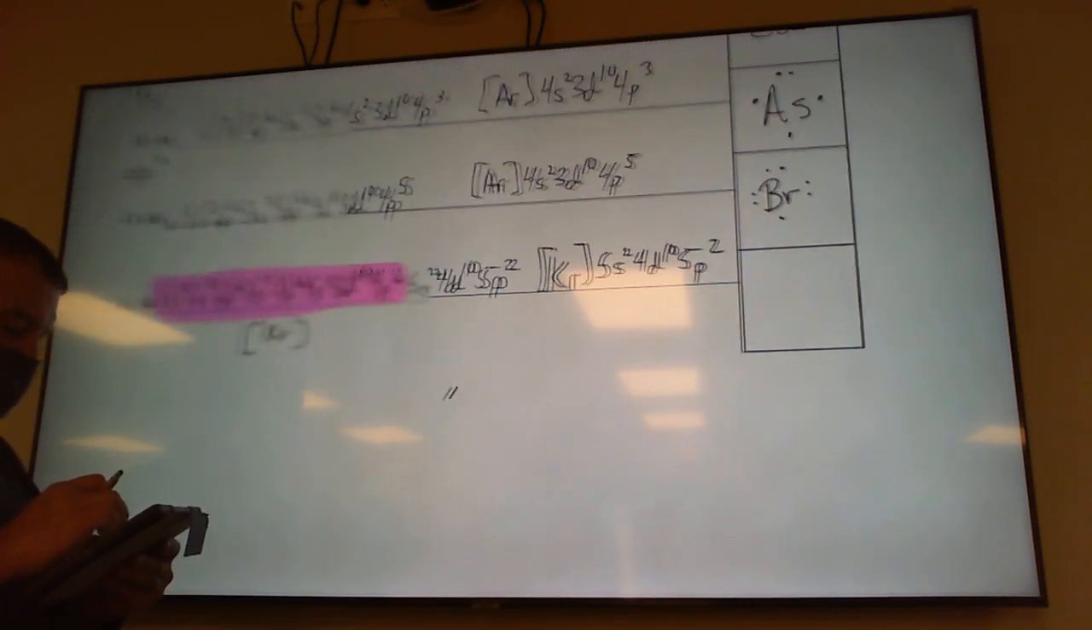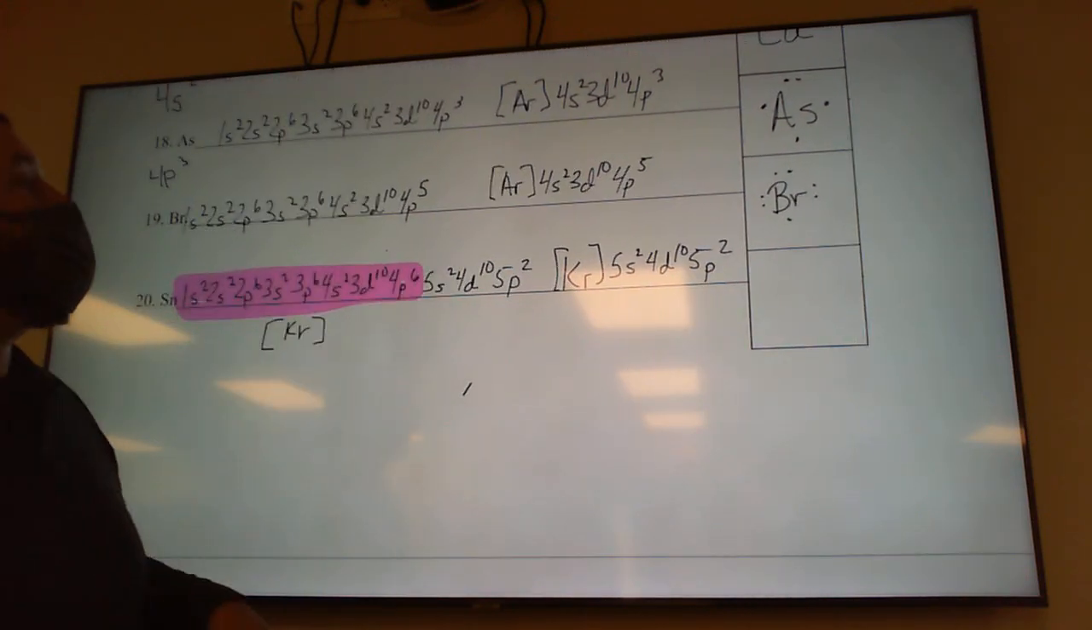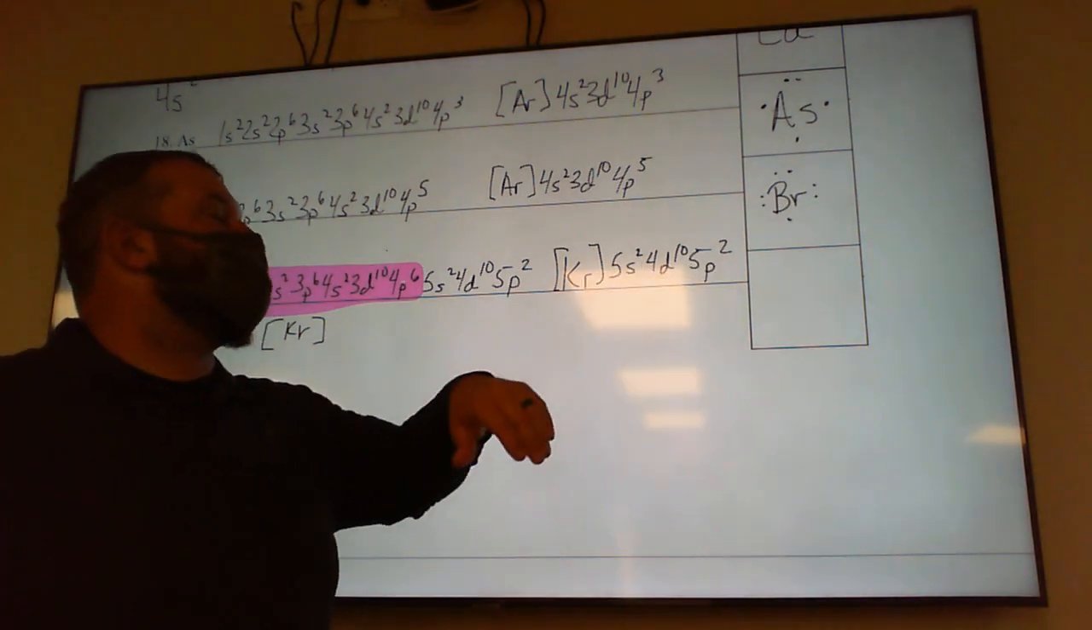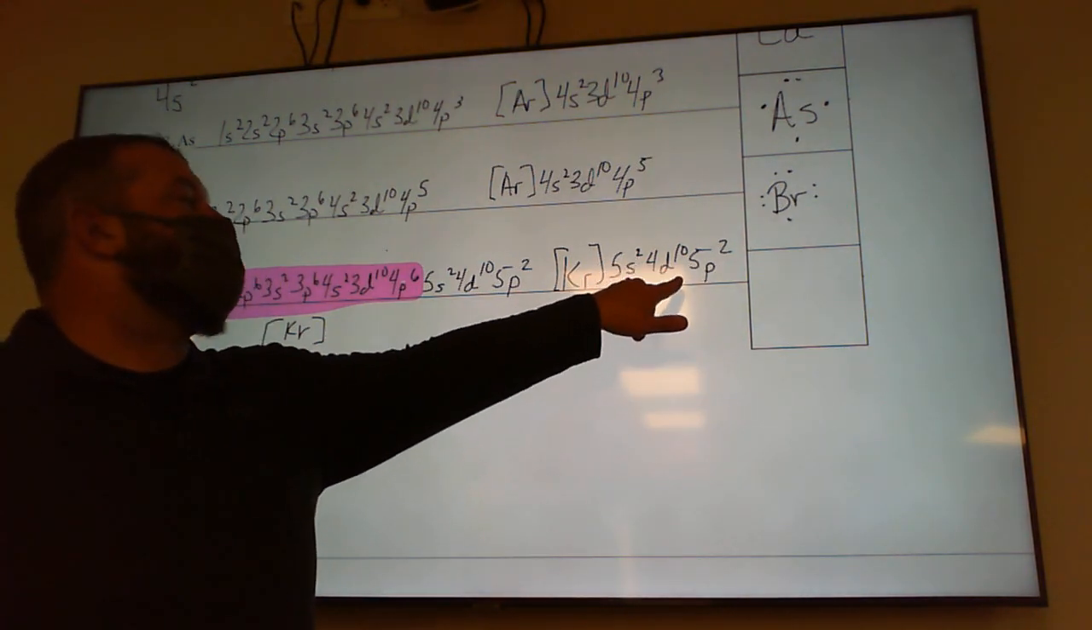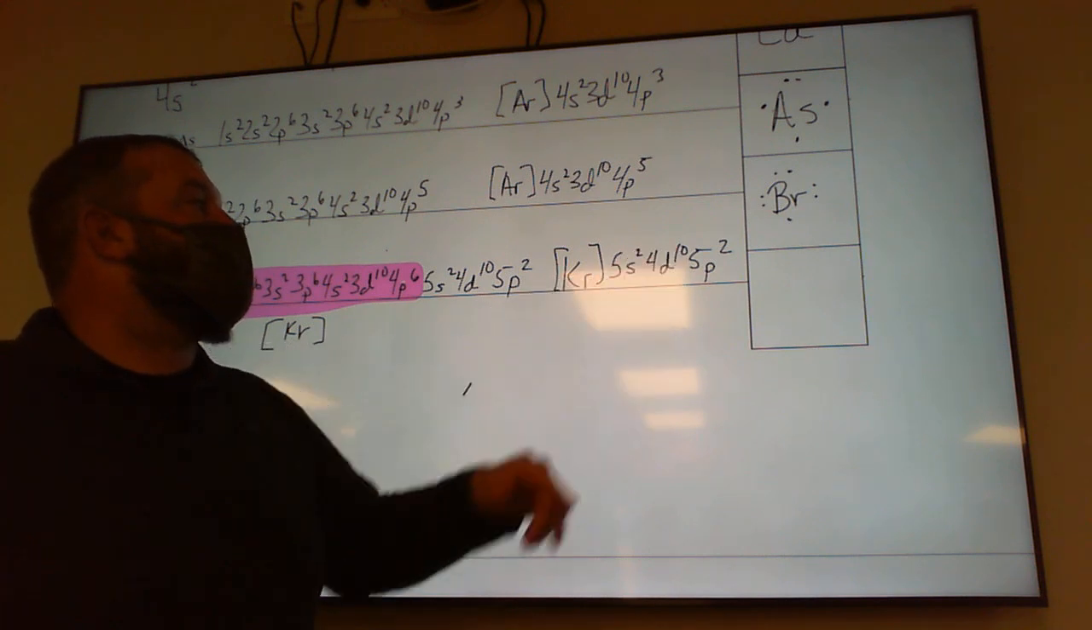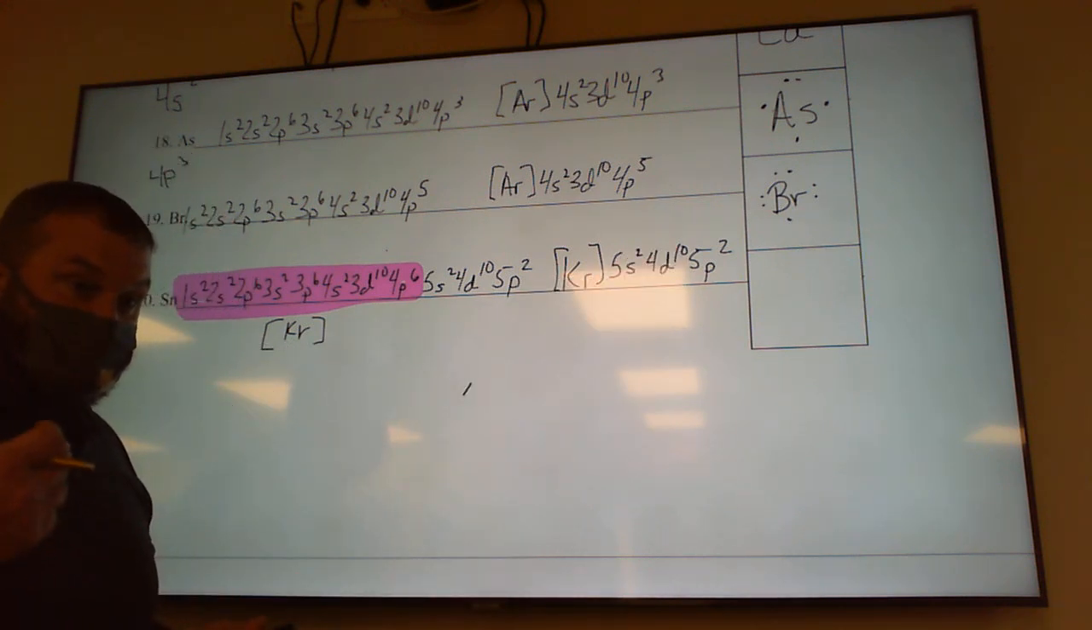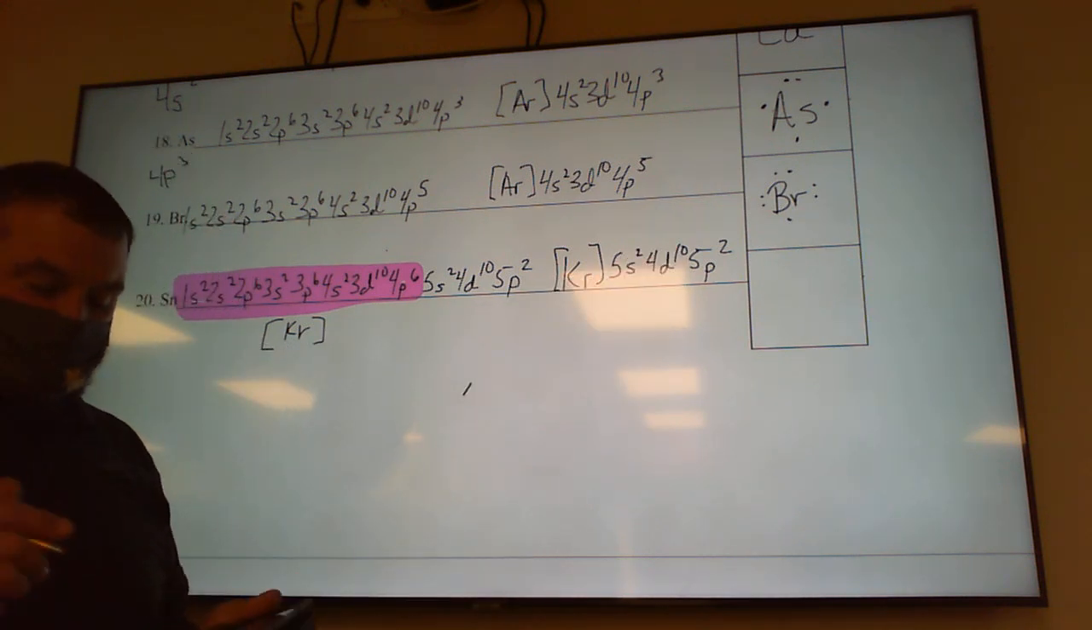And then our last one is tin. Tin has 5s2, 4d10, 5p2. I'm only counting the 5th energy level because it's the highest s and p. It's also in group 14, meaning that it only has 4 dots.